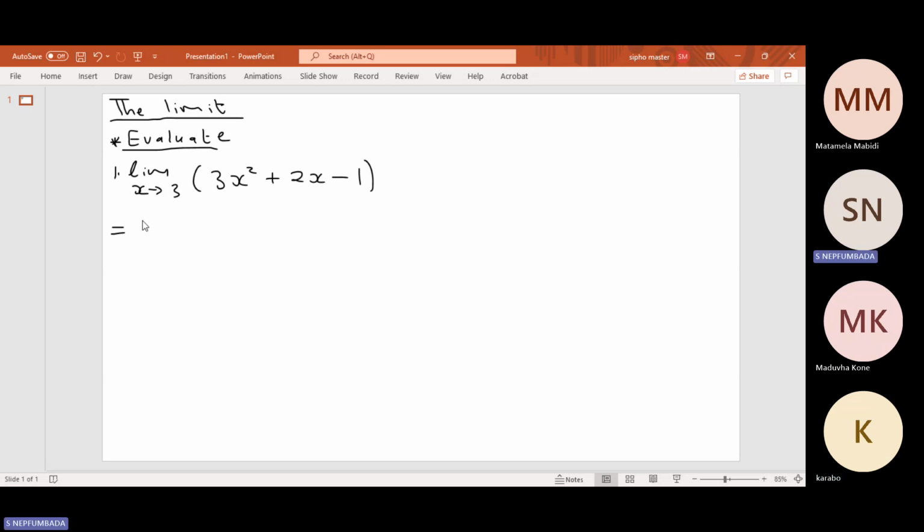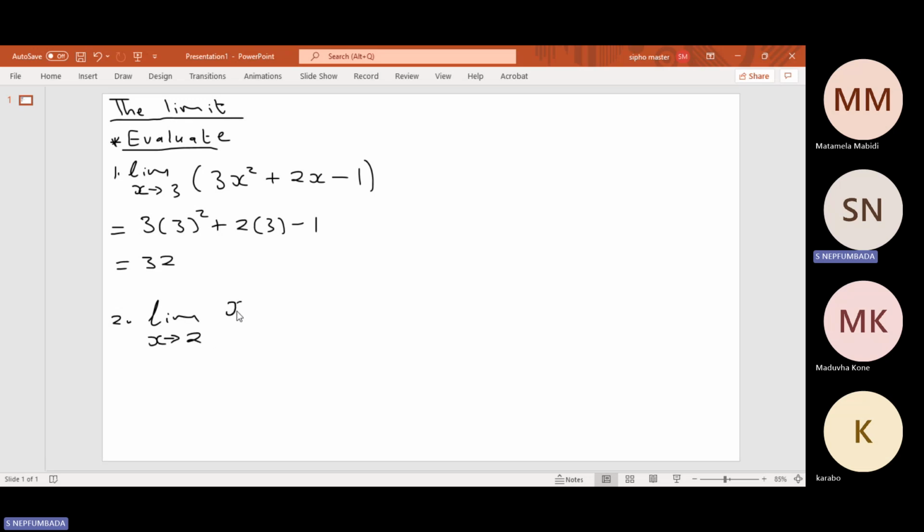Okay. It means this is nothing but going to be equal to, we can do a direct substitution. Where there's an x, we put 3 because our limit is approaching 3. Then you press your calculator. What do you get as a solution? You get 32. So in the limit, you can do a direct substitution, but sometimes you have to simplify.